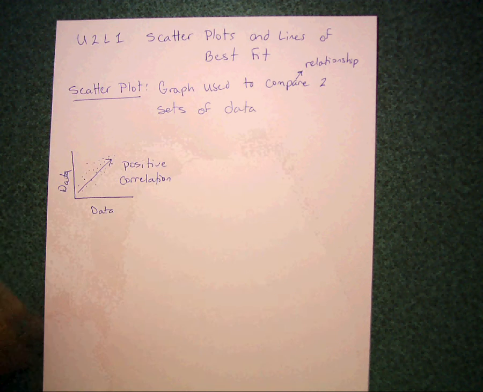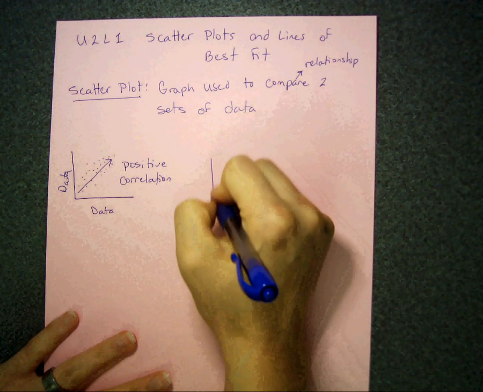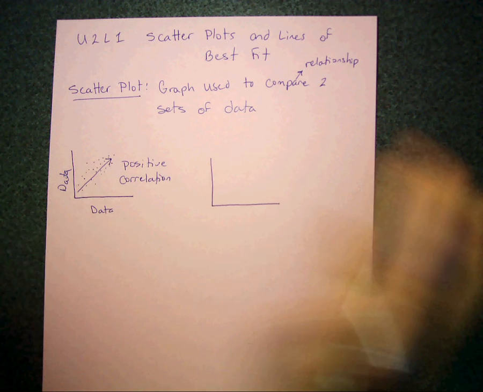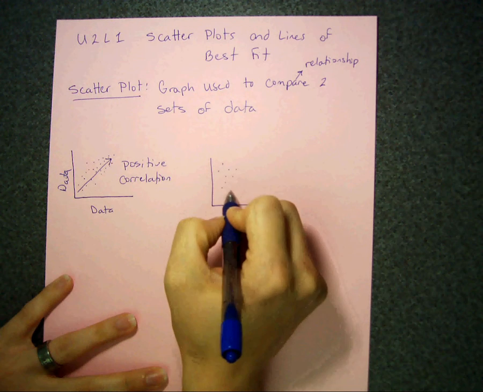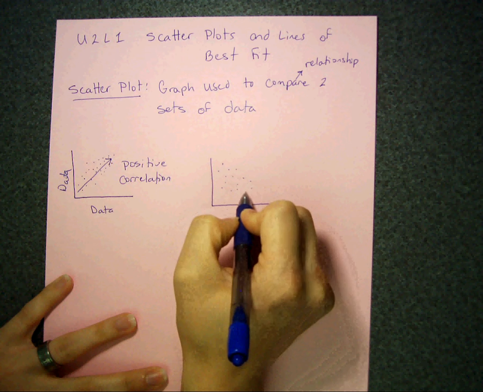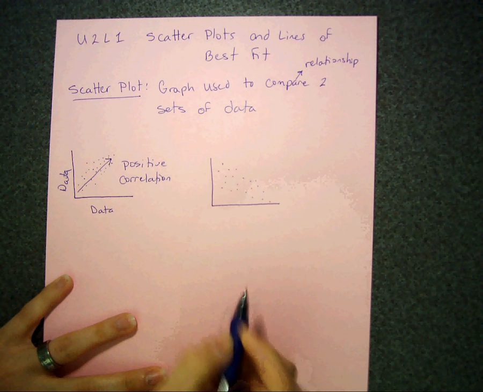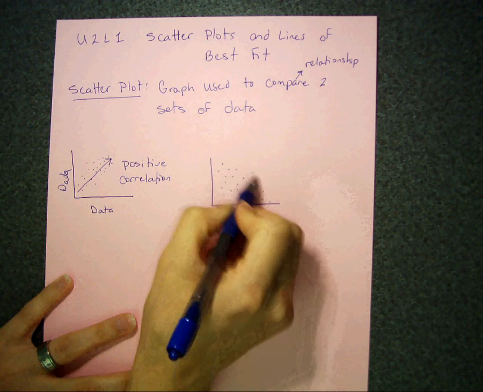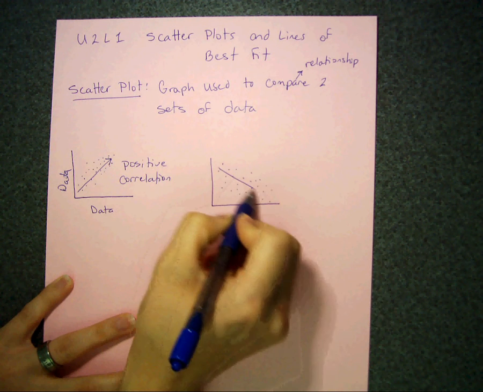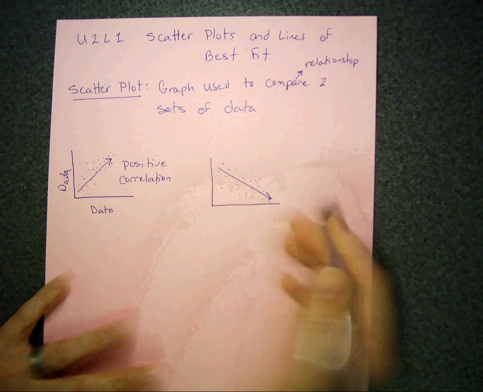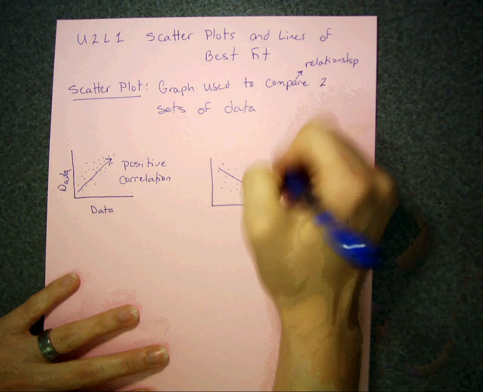And the opposite, again, if I plot all my points, if the general pattern looks something like this, for the most part, we're decreasing, so we have a negative relationship or a negative correlation.